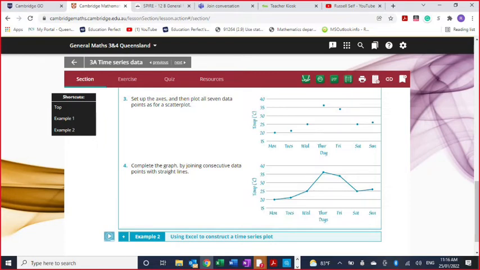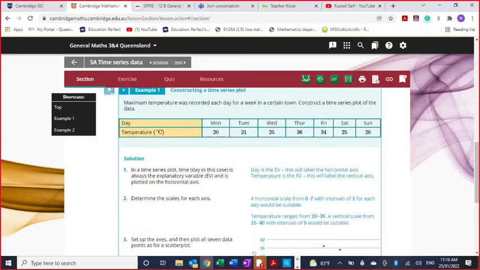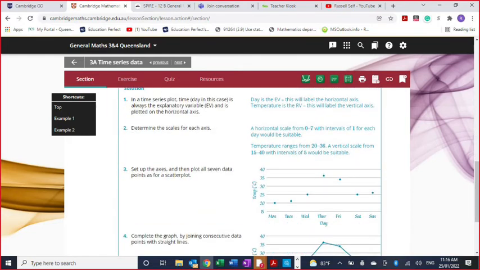Now, there's also an example that uses Excel to construct a time series plot. If you want to go and look at how to use Excel, that's perfectly acceptable. I want you to be able to do it by hand with these smaller ones. But if you have larger time series plots, you would want to be able to use Excel to plot those. So you could take a look at how to do that and do those. But I'm just going to give you a couple that you could do by hand in the homework.